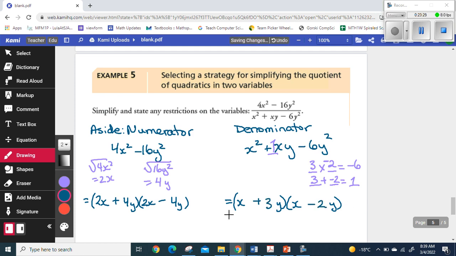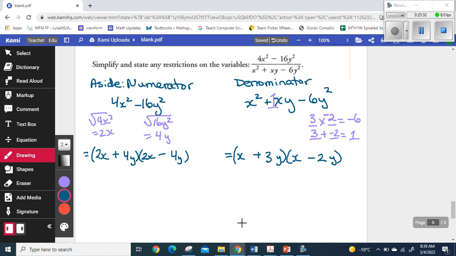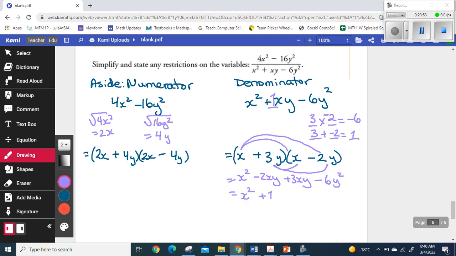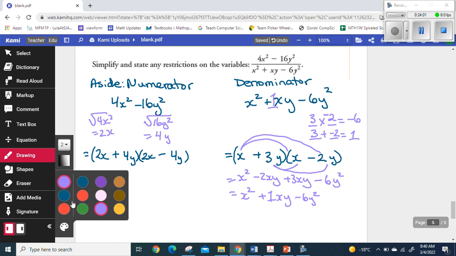So if I went to expand it back out, I would get x squared times negative 2xy, and then this would give me a plus 3xy, and this would give me a minus 3 times 2, which is 6. Y times y gives me y squared. So if I expanded it back out, I do end up with exactly what I started with. Good. Self-check. We got it. Yay, go team. Okay. Now let's go back to the question.